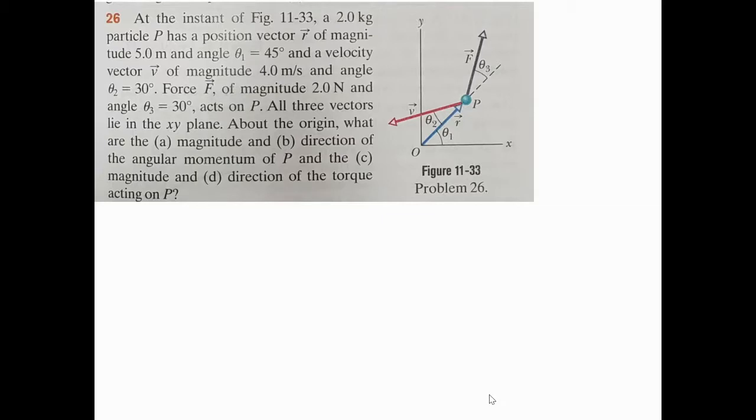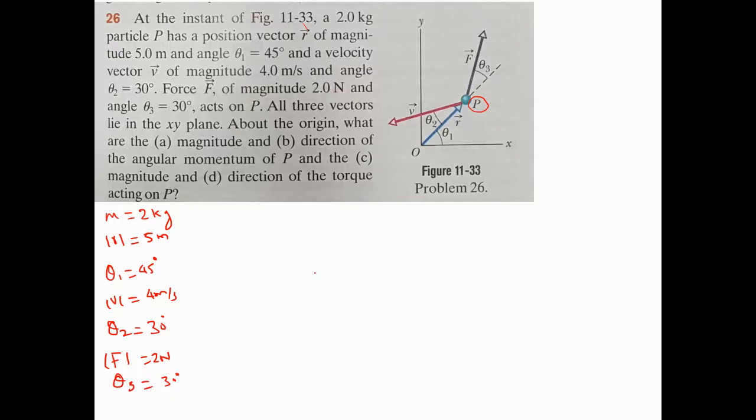Read the question. At the instant of the picture, a 2 kilogram particle is at P. That means a particle is exactly at P, and its mass is given: 2 kilogram at point P. It has a position vector r with magnitude 5 meter, and its angle theta 1 is 5 degree. Its velocity magnitude is 4 meter per second, and its angle theta 2 is 30 degree. Another force is acting with magnitude 2 Newton, and one more angle theta 3 is given in the picture, which is 30 degree.